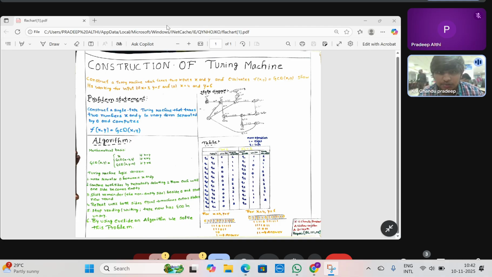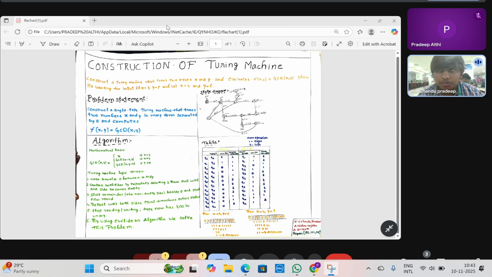When the machine sets the remainder next to the separator zero, it starts the next subtraction round, and then the process repeats until both sides become equal.